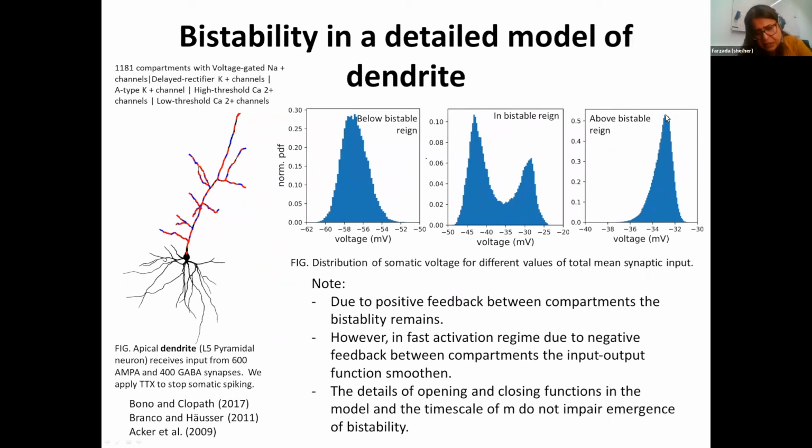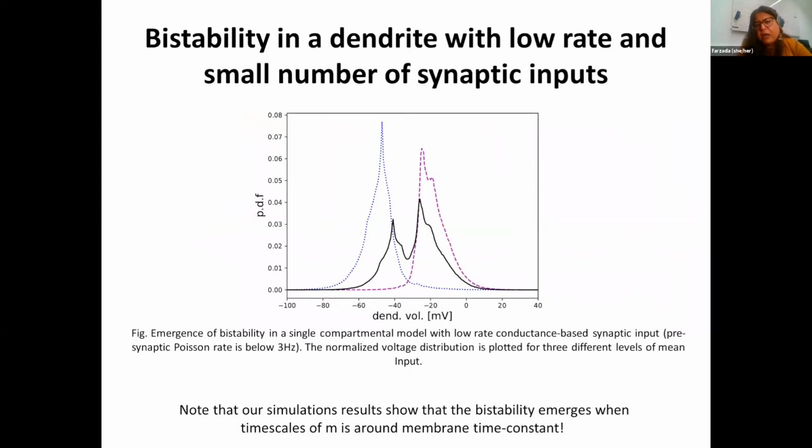And then we also played with the time scale of the system with the complicated multi-compartment model that we had. We found that the constraint that we have for analytical understanding, that the M time scale needs to be very large, doesn't need to be so large. And also the distribution of the voltage input doesn't need to be exactly Gaussian.